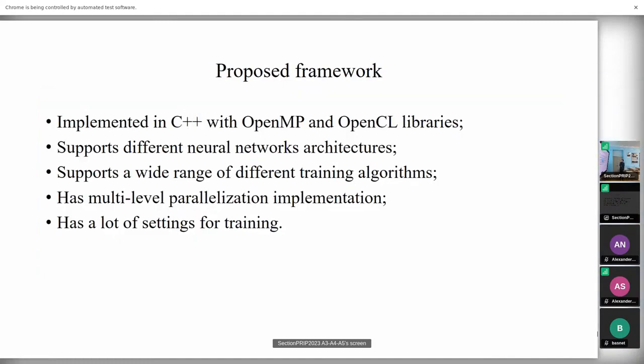Next slide, please. Here is the proposed framework. It was implemented in C++ with OpenMP and OpenCL libraries. It supports different neural network architectures, supports a wide range of different training algorithms, has multi-level parallelization implementation, and has a lot of settings for training, which will be interesting, absolutely non-trivial.